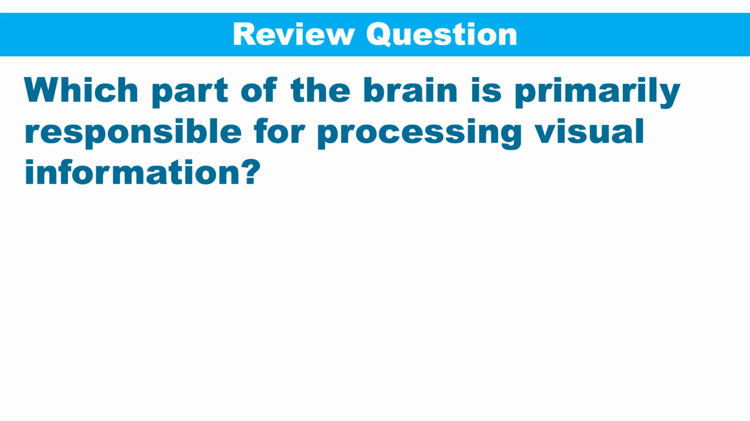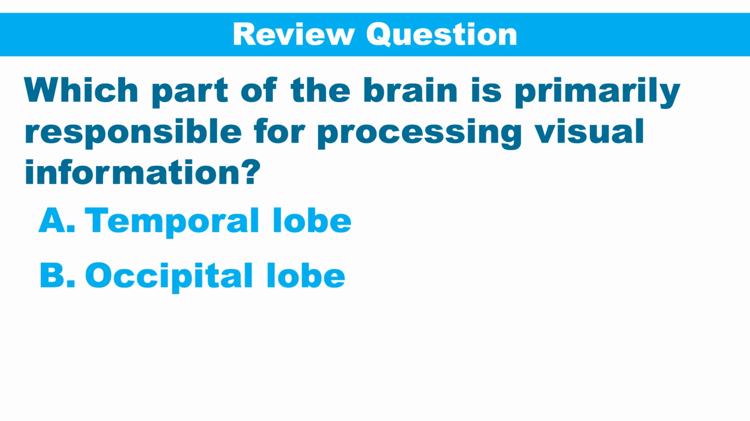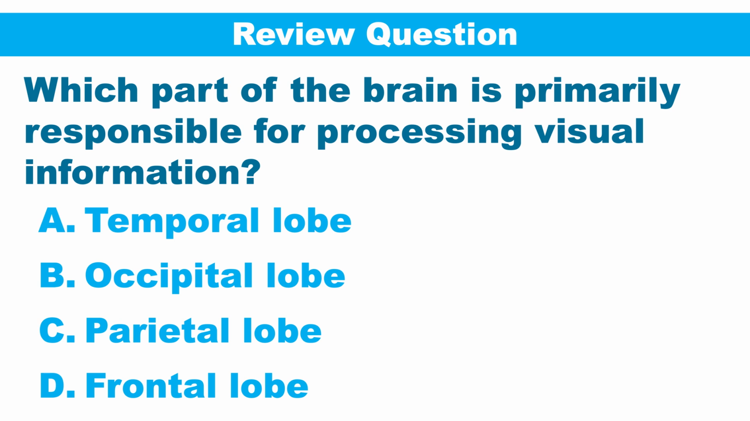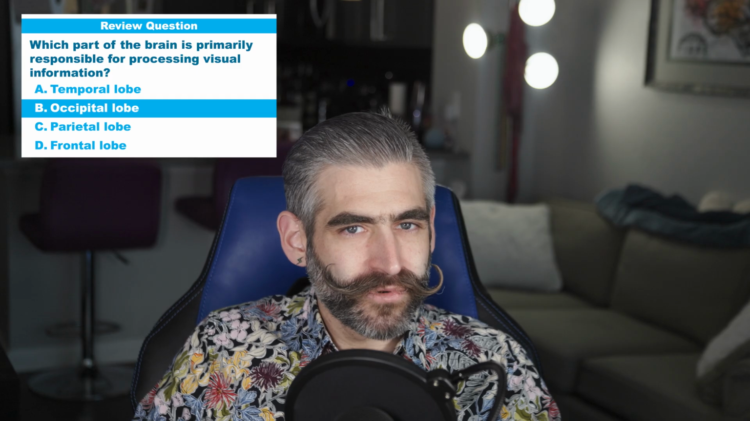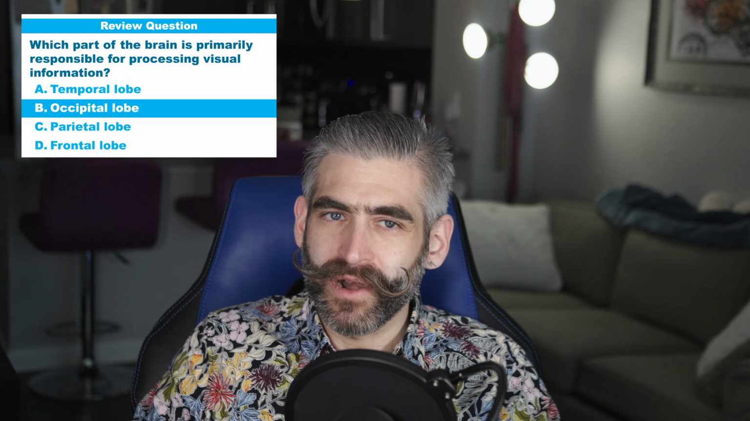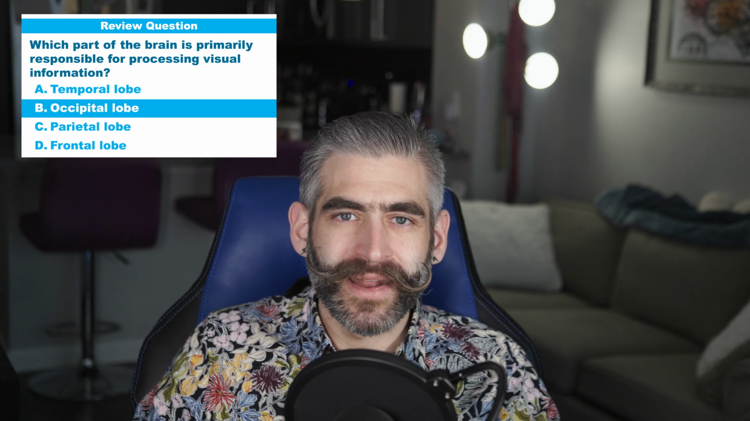Before we wrap up, here's a couple review questions to get you thinking. Which part of the brain is primarily responsible for processing visual information? Is it A, the temporal lobe, B, the occipital lobe, C, the parietal lobe, or D, the frontal lobe? If you said B, the occipital lobe, you nailed it. That's where primary visual cortex lives, the part of your brain that turns that raw data from the retina into detailed images that you see.